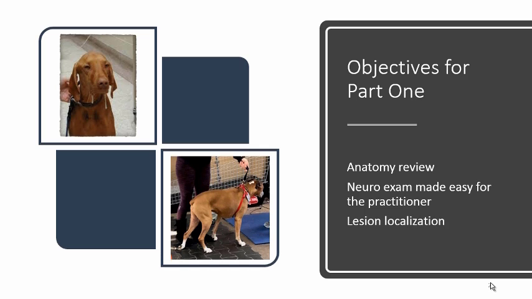So our objectives for this part one of the neurological rehabilitation are: we're going to review the anatomy, we are going to go over the neuro exam, and we'll learn how to localize the lesions.